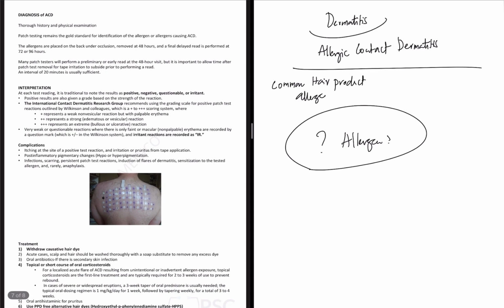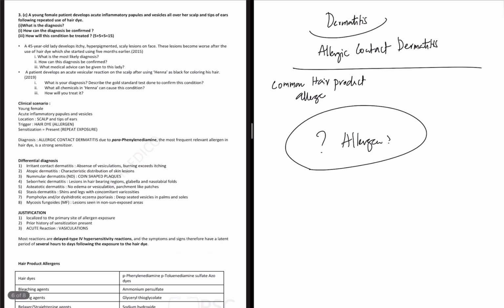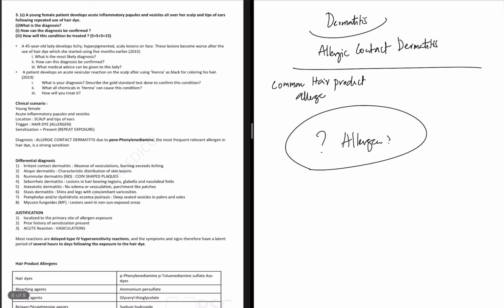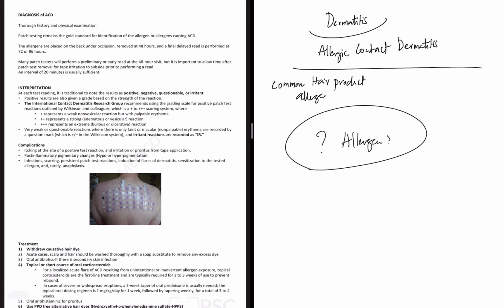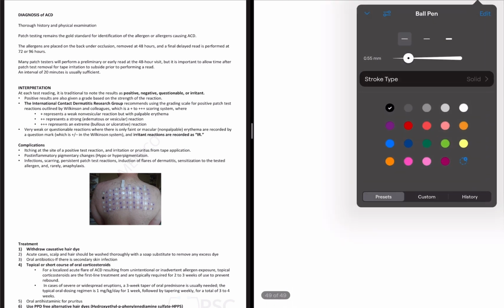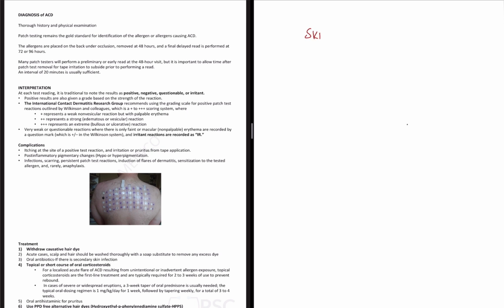So coming back to the diagnosis of allergic contact dermatitis, you have to take a thorough history and examination, because the next question is how can it be diagnosed, or how can you confirm the diagnosis. For any allergic contact dermatitis and any dermatological condition, the first thing is history and physical examination. But the gold standard that you should definitely mention, your answer is incomplete without this, is the skin patch test, or epicutaneous patch test is the other name.